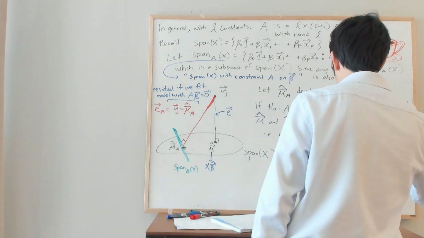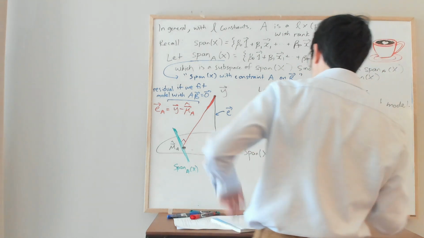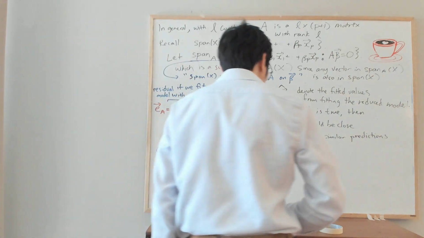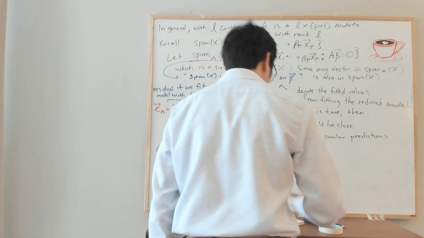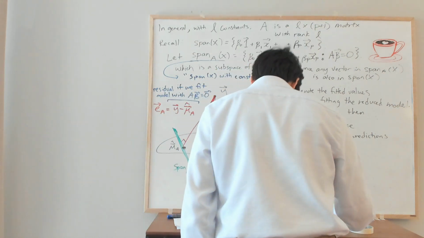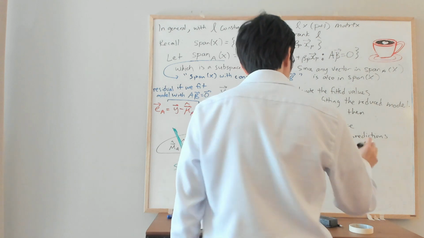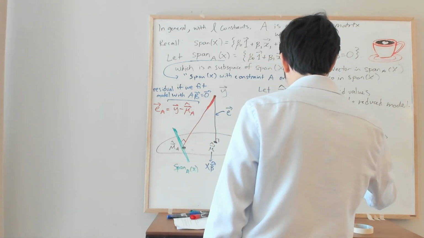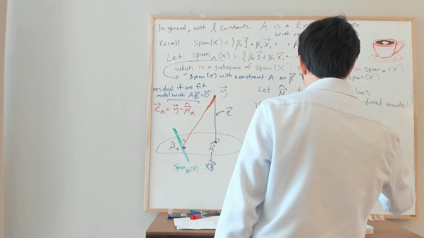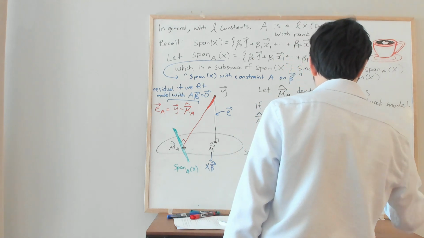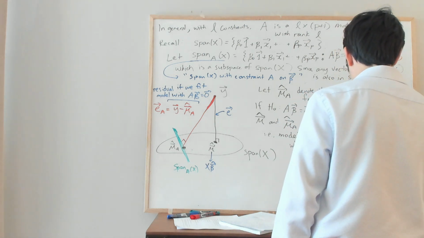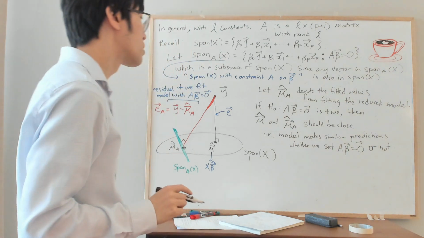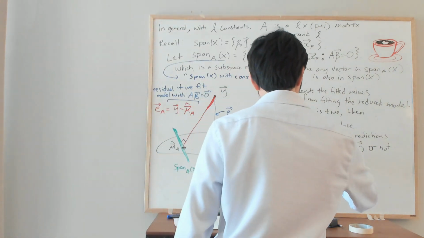Similar predictions whether we force this constraint or not. The fitted values should be similar, making similar kinds of predictions. We want to make similar predictions whether we set this constraint to 0 or not when fitting the model.